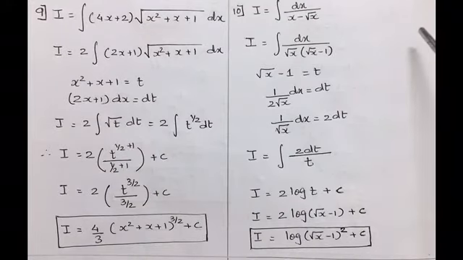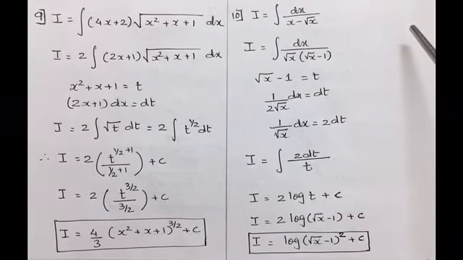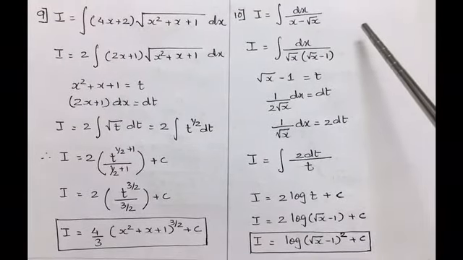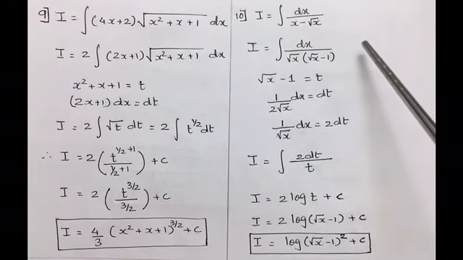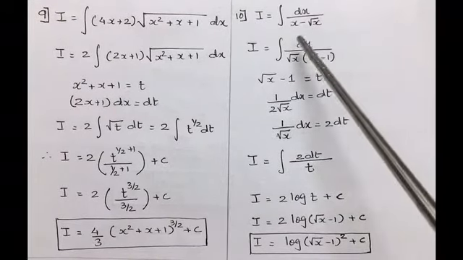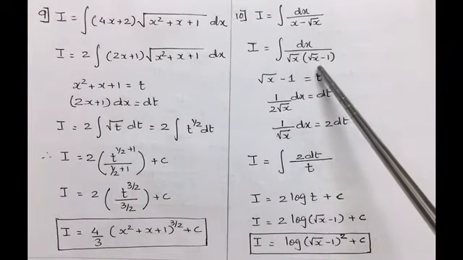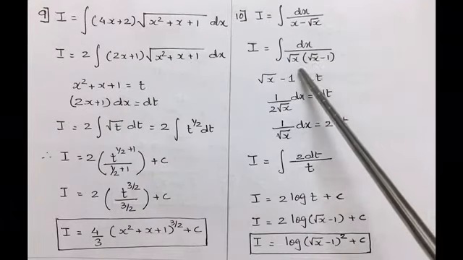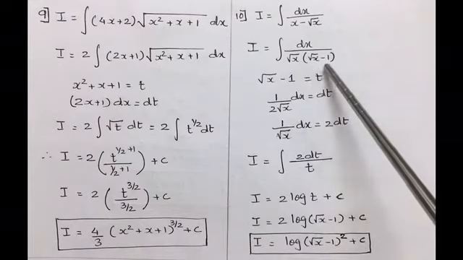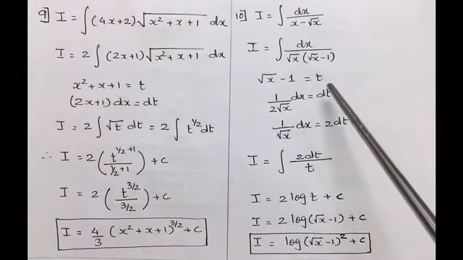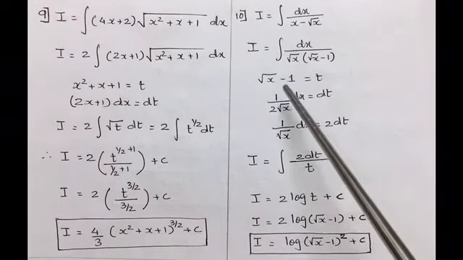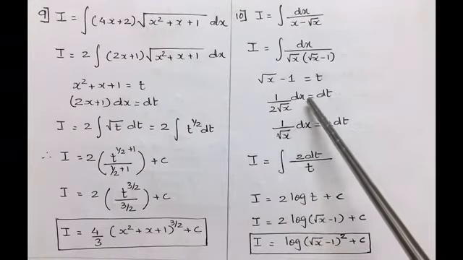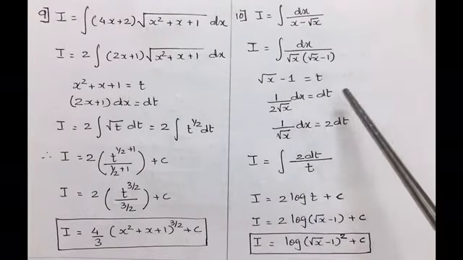10th one is integration of dx upon x root x. Taking out root x common, we get dx upon root x multiplied by root x minus 1. Now assuming root x minus 1 as t, the derivative of root x is 1 upon 2 root x, dx is equal to dt.